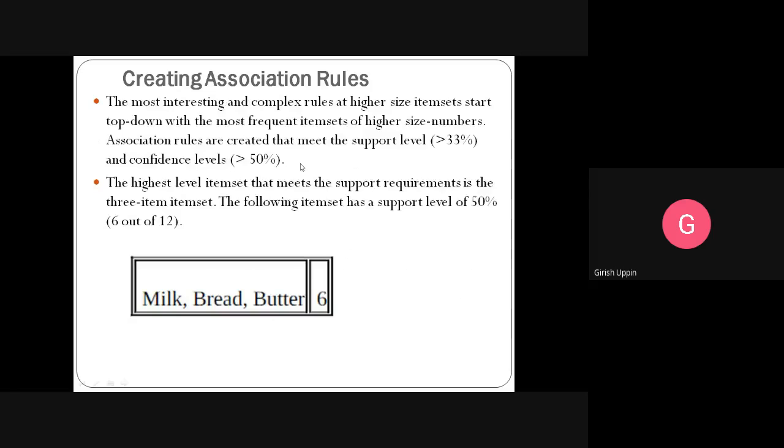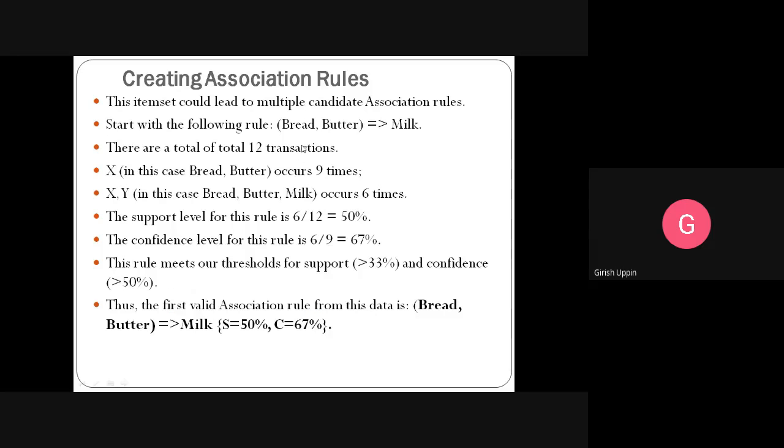We start with the following rule. So what are the items we have? Milk, bread, and butter. We start with the rule bread, butter implies milk. So this is my x and this is y. Left hand side is x, this is y. Then I'm going to find the support and the confidence of this. There are 12 transactions. Out of those 12 transactions, x is bread, butter together. It occurs 9 times.